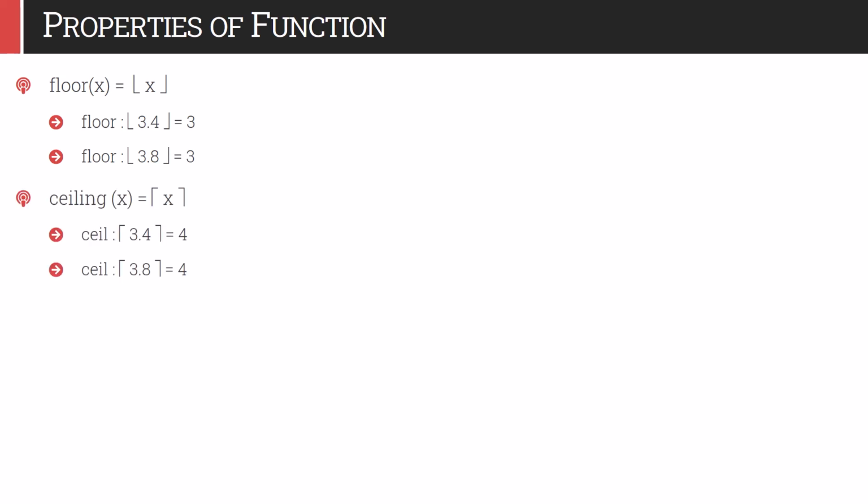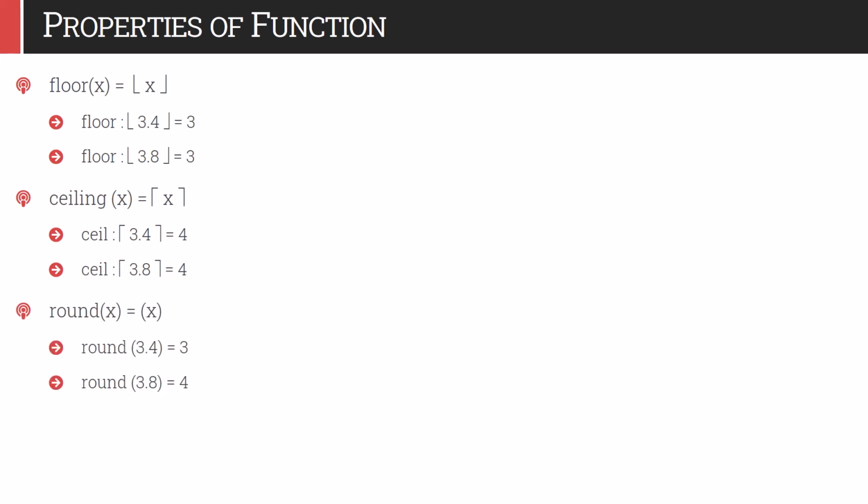Ceiling of x will compute the next higher integer. So 3.4, and it is denoted by this notation. Ceiling of 3.4, that would be the next higher integer, that is 4. And ceiling of 3.8 would also be 4. So floor and ceiling functions are giving the same value, whether it's 3.1 or 3.9.